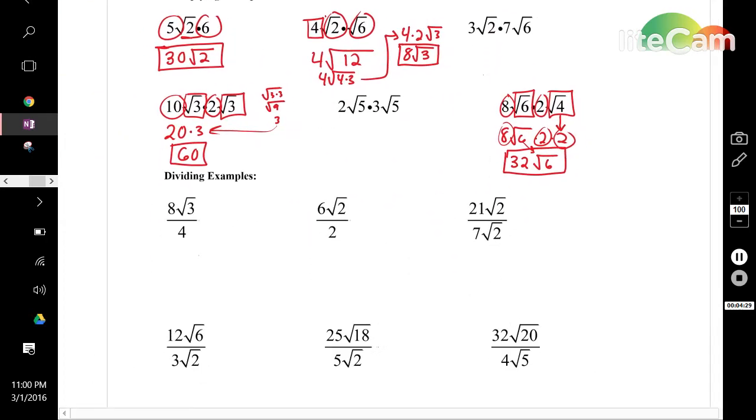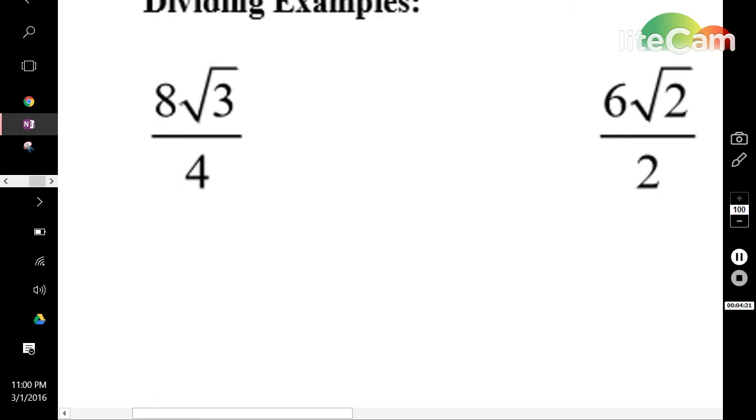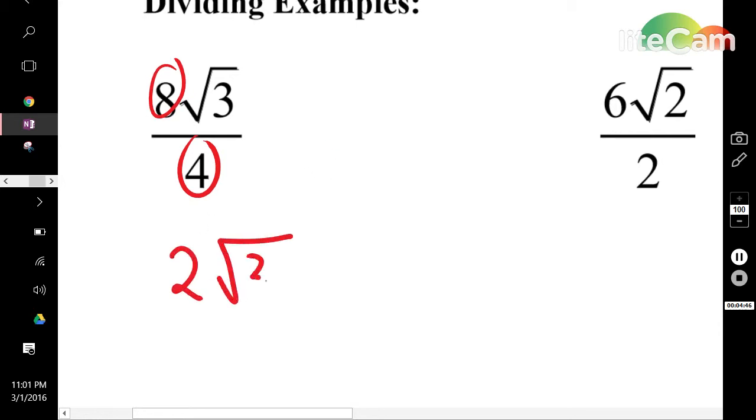Let's go to some dividing examples. Again, you're going to want to keep the inside numbers with inside numbers and outside numbers with outside numbers. So in this example here, we have 8 and 4. Those are both on the outside, so we're going to divide those to get 2. And root 3 is going to stay root 3.